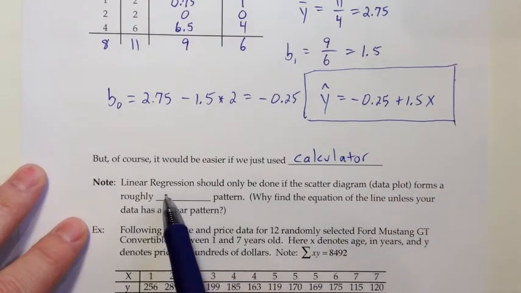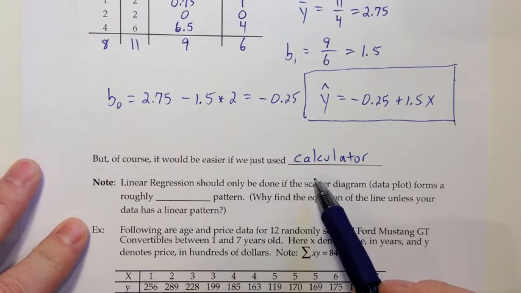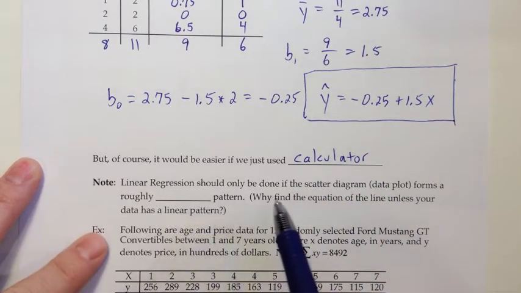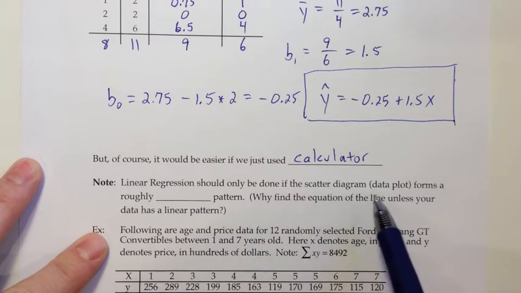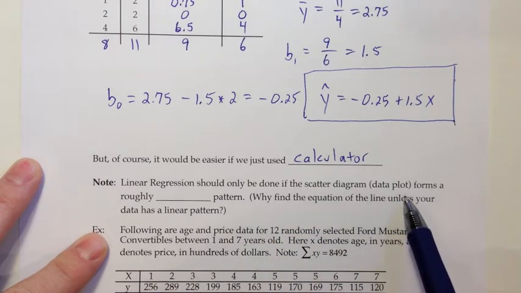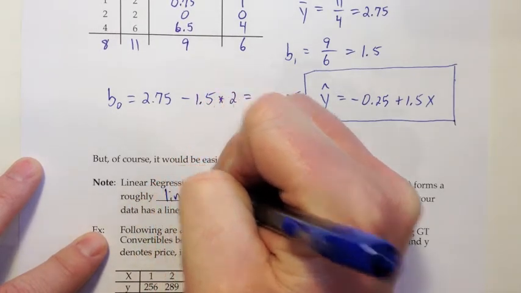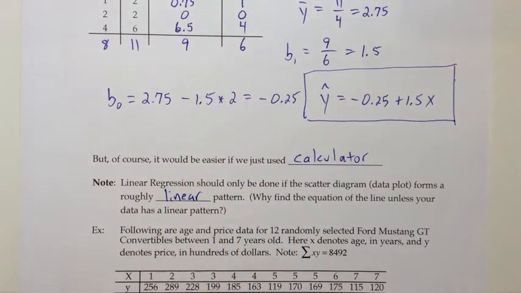Just a quick note though, whether it's easy to do with a calculator or harder to do by using tables and formulas, linear regression should only be done if the scatter diagram, or the scatter plot, or the data plot, forms a roughly linear pattern. The rhetorical question there: why would you find the equation of a line unless your data has a linear pattern? There are other types of regression like parabolic regression, so if you saw a U-shape you might try to fit a parabola. Exponential regression would be better for curving data.